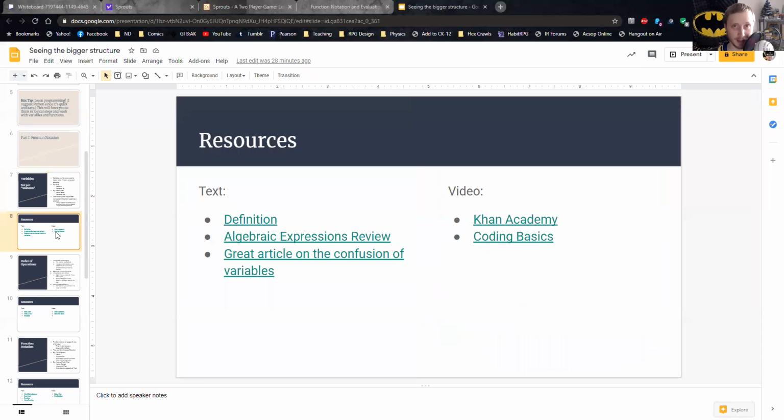If you want to go further with this, here are some resources, and I will be posting this slideshow on Google Classroom afterwards. But it includes a great definition there, a review of algebraic expressions, working with them. That's the first step with variables in algebra, is manipulating expressions. And a really good article that I came across about, let me see if I can go ahead and follow that one.